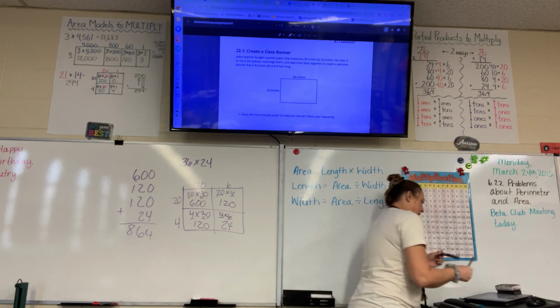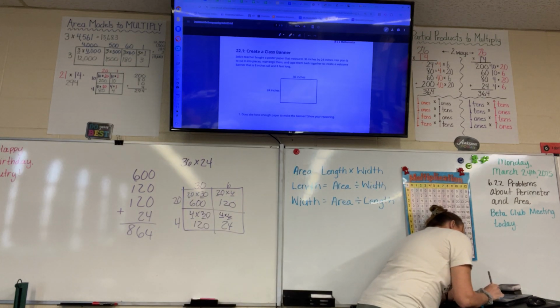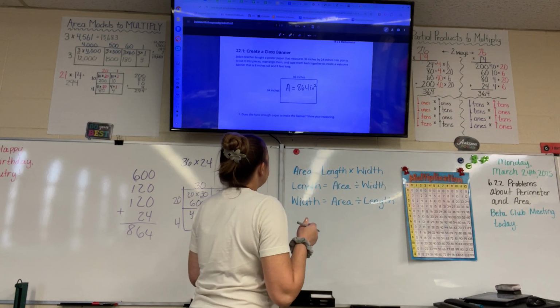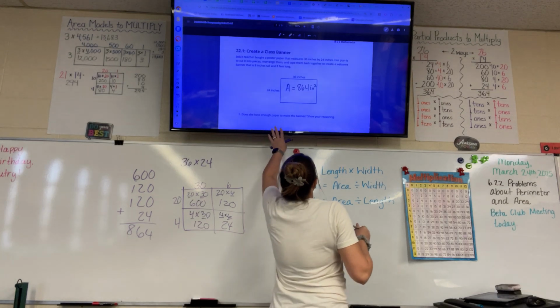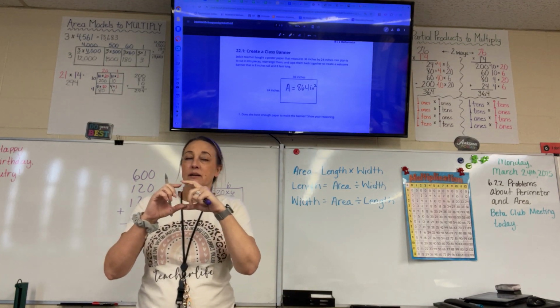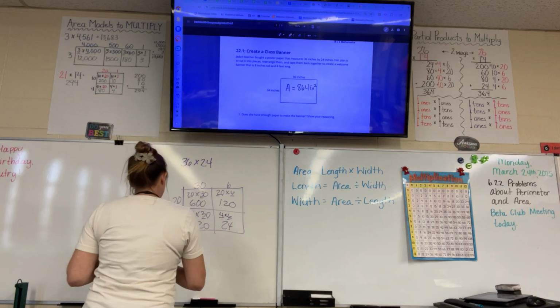864 square inches. So the area is 864 inches squared. Write that down inside the box. That's the area. Okay. So that's how many square inches that she has.